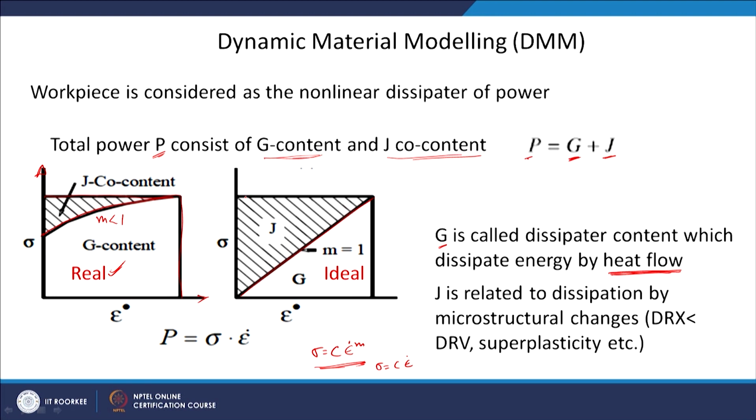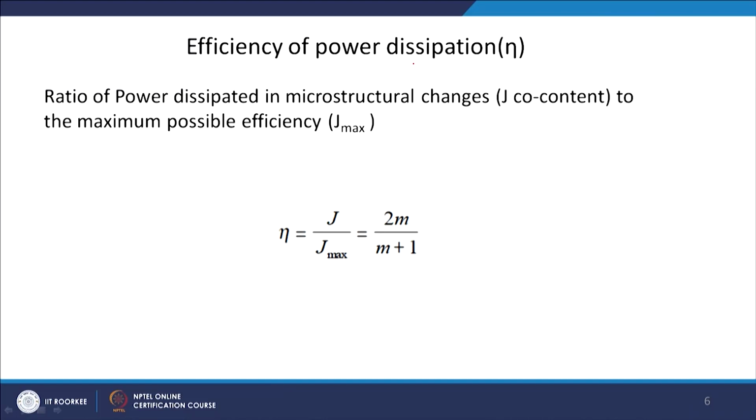So, if I have this kind of understanding, I should be able to say whether my system is working at good efficiency or not in terms of microstructural change. That is the idea of the DMM model. Basically, they have defined the efficiency of microstructural change by the efficiency of power dissipation, a factor we call eta.